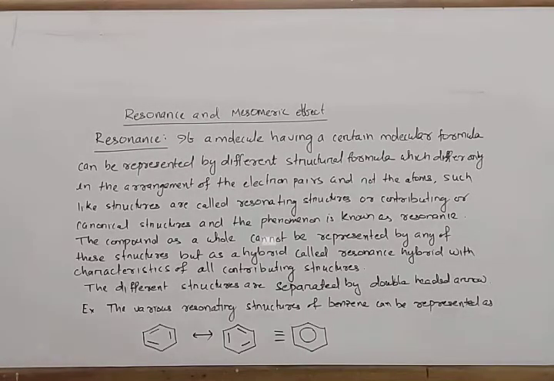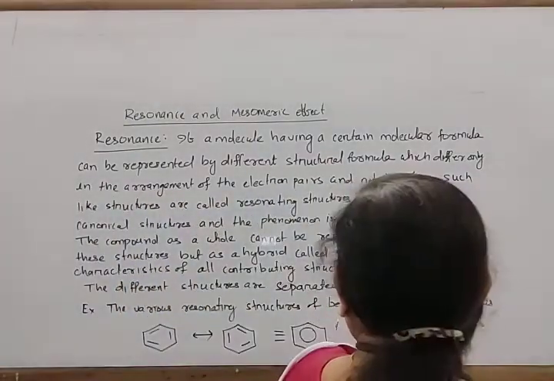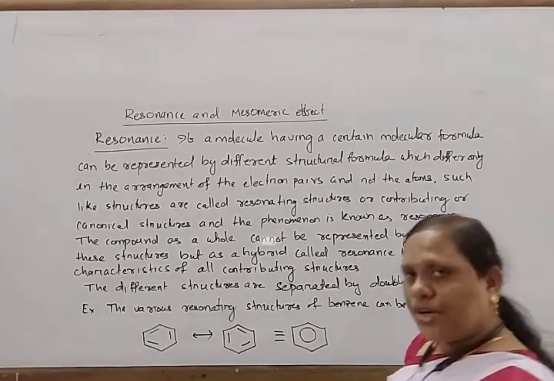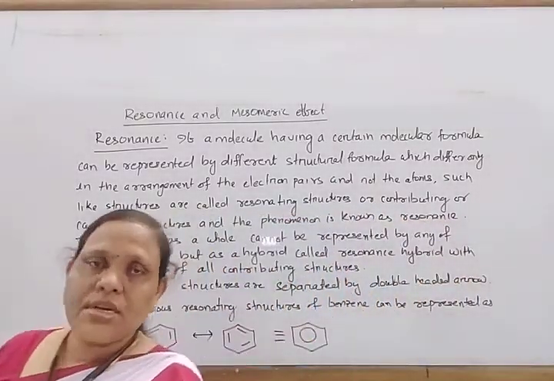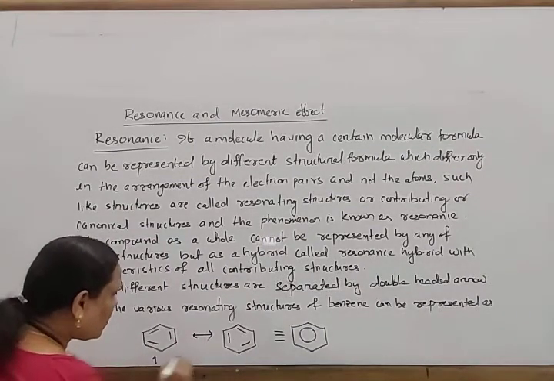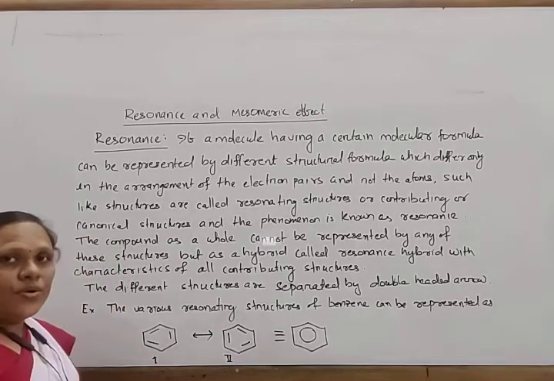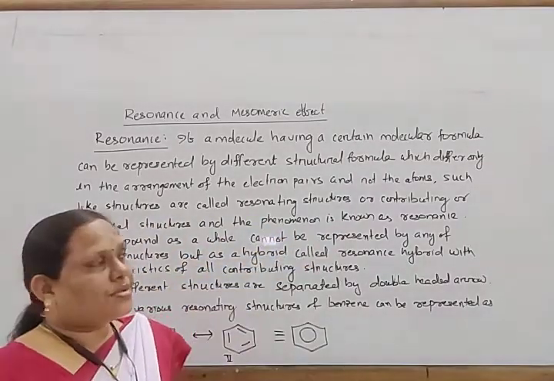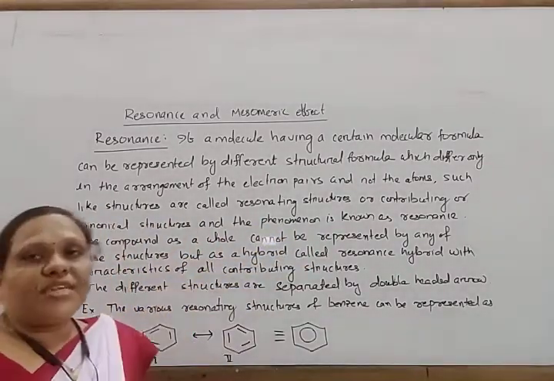So, resonance and mesomeric effect. If a molecule having a certain molecular formula can be represented by different structural formulas which differ in the arrangement of electron pairs and not the atoms, such structures are called resonating structures, or contributing or canonical structures. These two are contributing structures or canonical structures, numbered as 1 and 2.